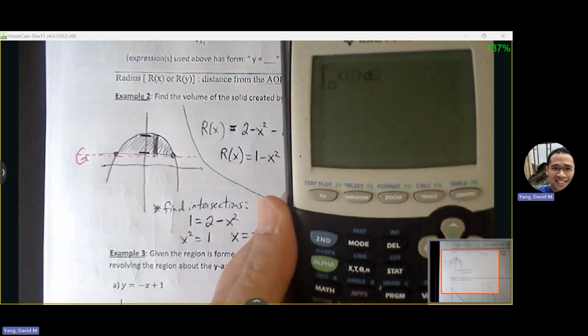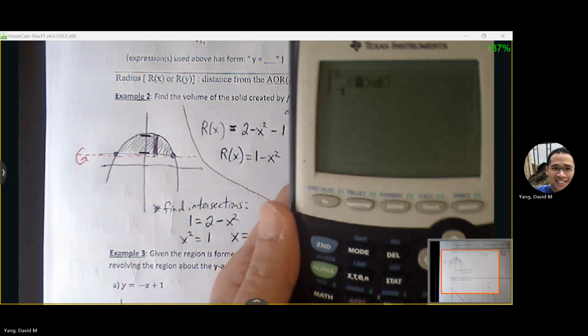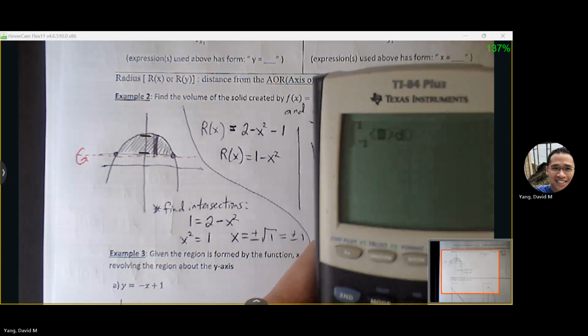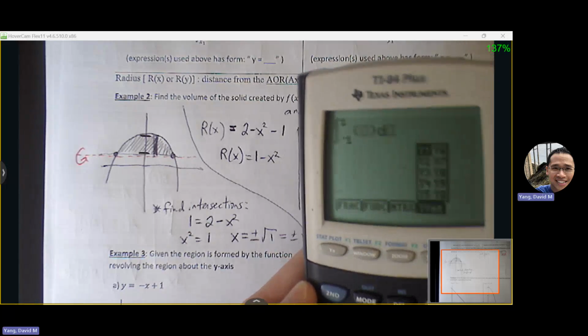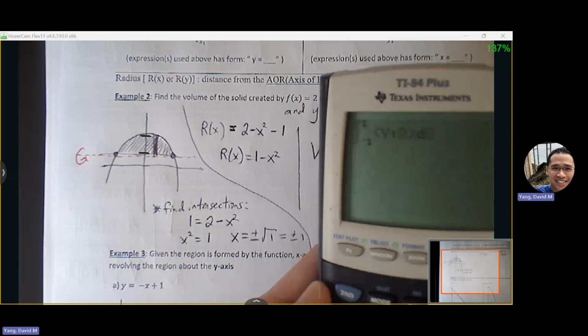So Math 9, we're leaving pi out of the calculator. We're going from -1 to 1. I'll do alpha trace, y1, because I have y1 holding my radius. And the nice thing is we don't need a set of parentheses. We can just do squared.